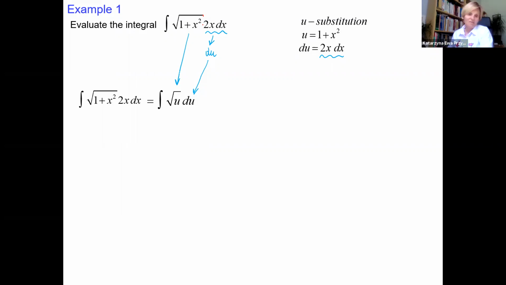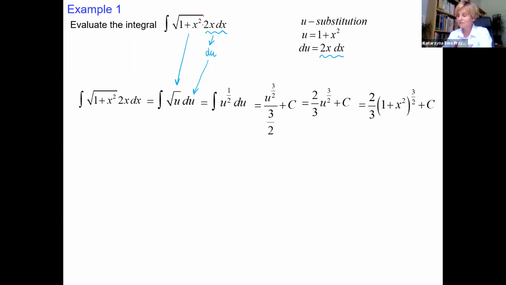Okay, we have a nice direct formula. u to the power of 1/2 du, we will use our power rule. We will add 1 to 1/2. u to the power of 3/2 over 3/2. We can flip 3/2. And now, just at the end, instead of u, we will substitute back 1 plus x squared. That's everything. Yeah, nice process. Another one.